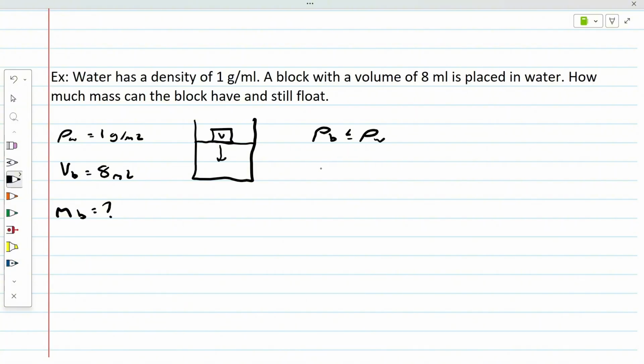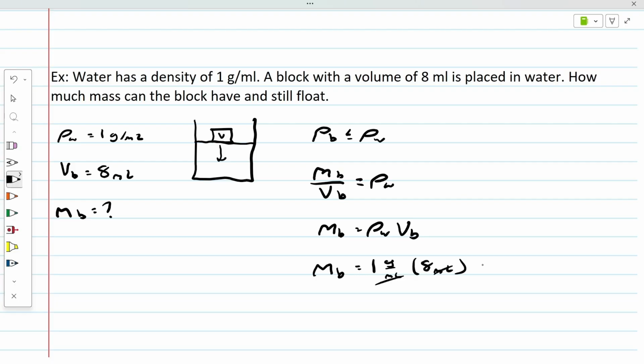So we know the density is the mass of the block over the volume of the block, which must equal the density of water, which they gave us, and which is known. And so now we can multiply the volume to the other side and get the mass of the block equals the density of the water times the volume of the block, and plug in our known variables, 1 gram per milliliter, and our volume is 8 milliliters.